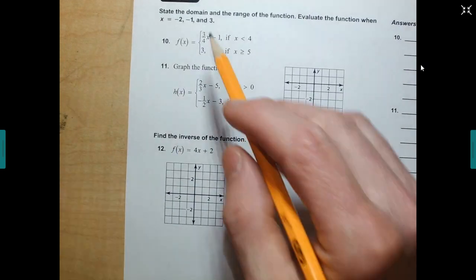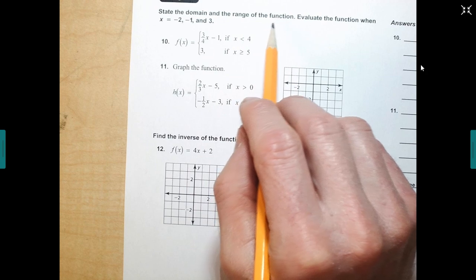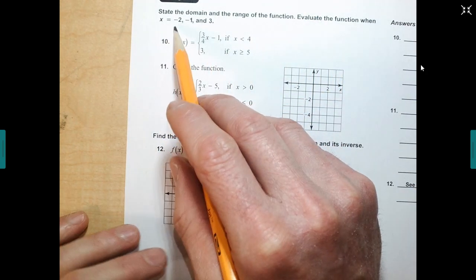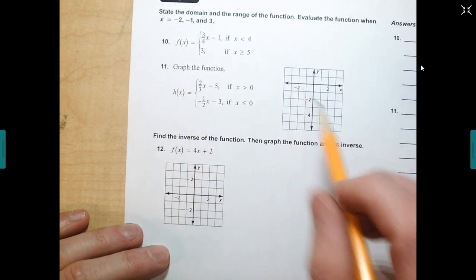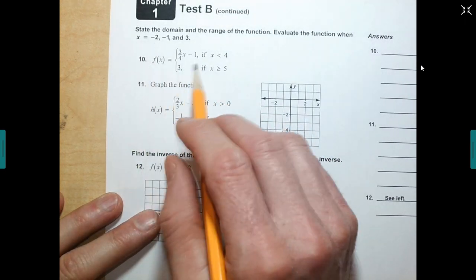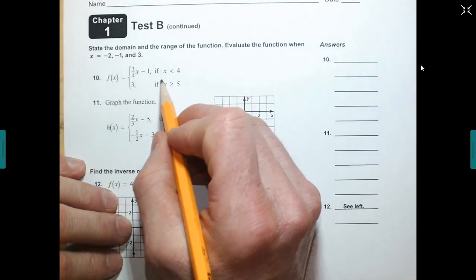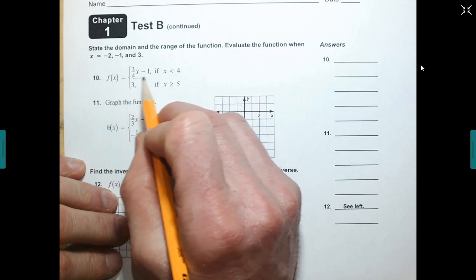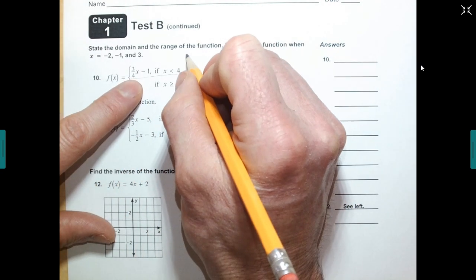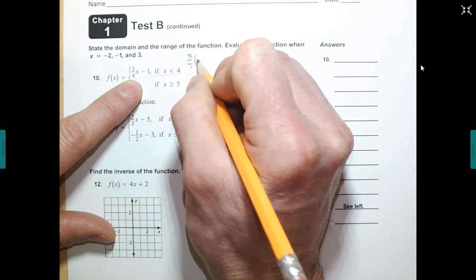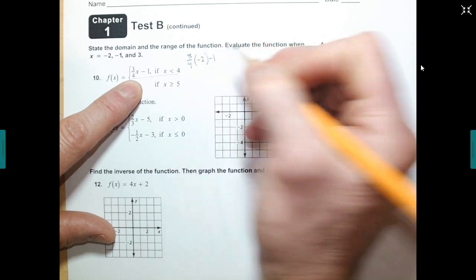Moving on. State the domain and range of the function. Evaluate the function when x equals -2, -1, and 3. So this one we don't need to graph. So when x is -2, so that would be this one. So I have 3/4 times -2 minus 1.